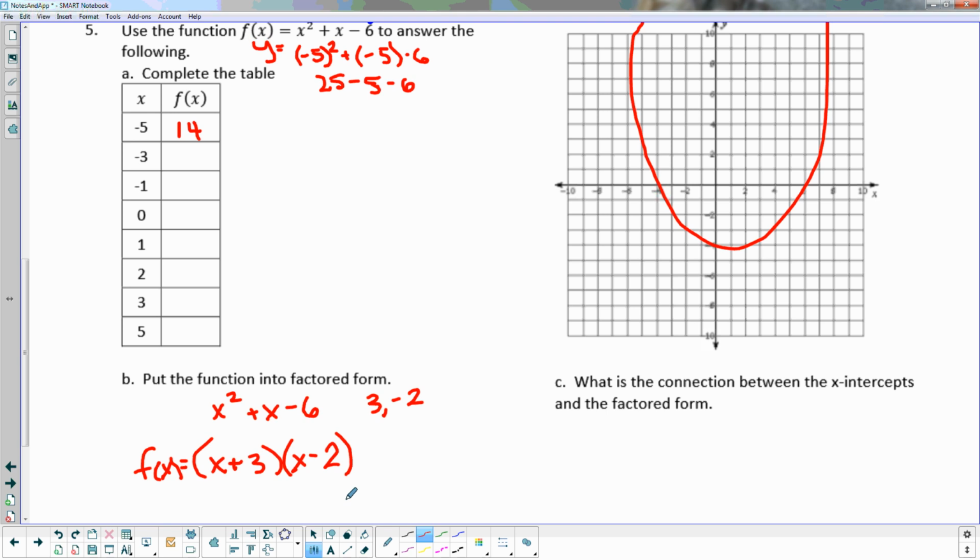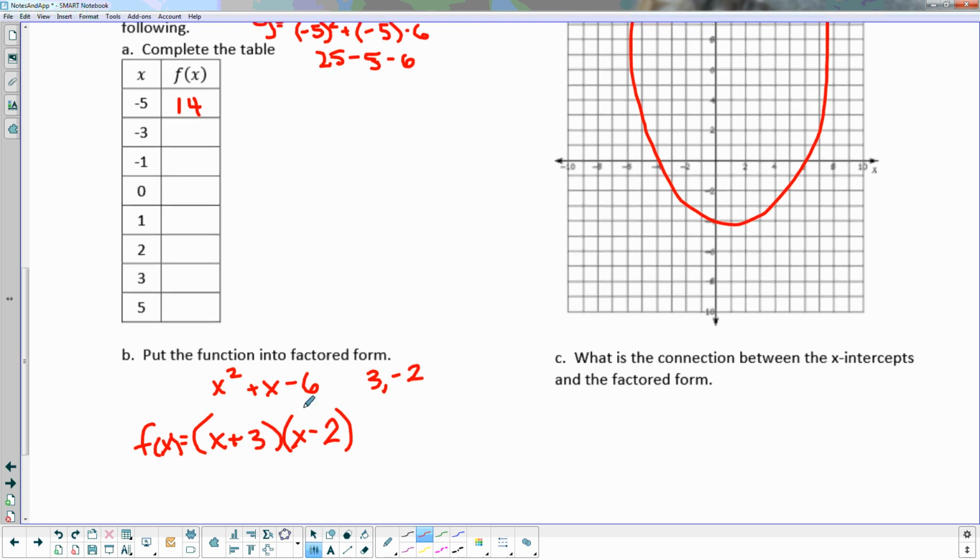And you can actually use this if you want to and plug in these values. I don't think it's any easier. But if I were to plug in a -5, I'd get -5 plus 3 is -2, and -5 minus 2 is -7. So -2 times -7 is 14. So it works out. Again, I'm not going to say it's much easier, but it does work out. And this is part B done. Don't think that you have to do any more there.